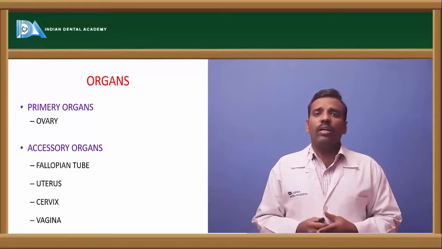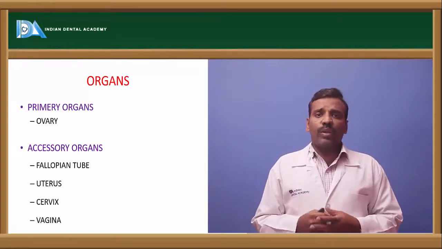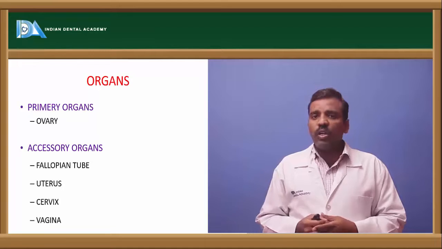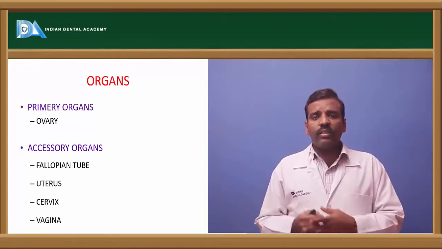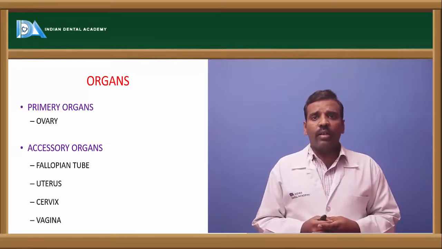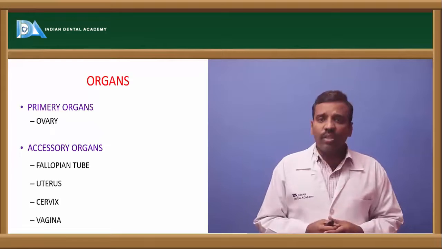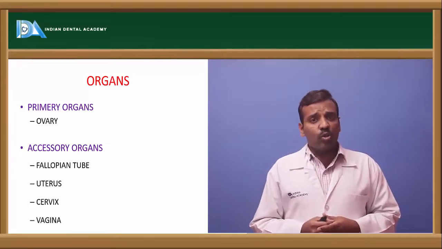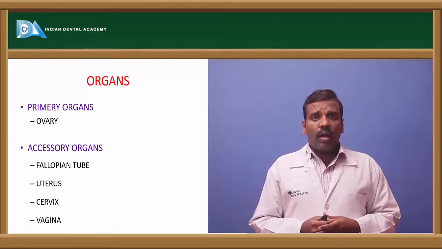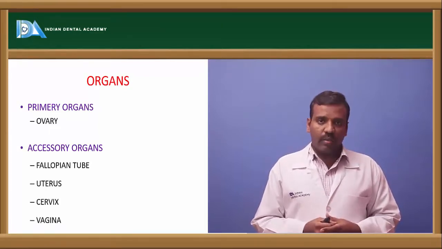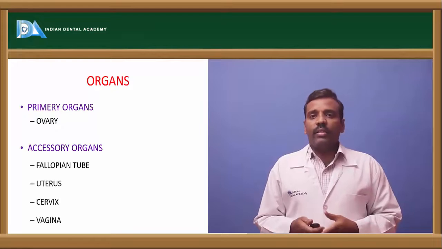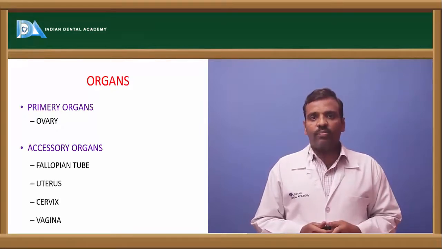Next, come to the accessory organs. We have the fallopian tubes, uterus, cervix and vagina. These are the accessory organs among the internal organs. Whereas the external organs are the labia majora, labia minora and the hymen, and all these are present in the outer part. Okay, right, that is what the external genital organs are.